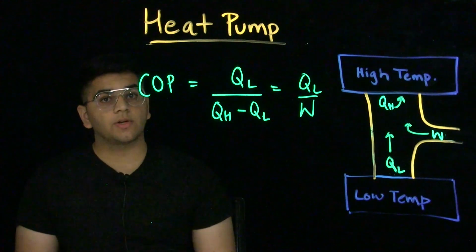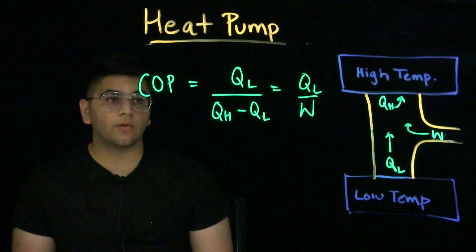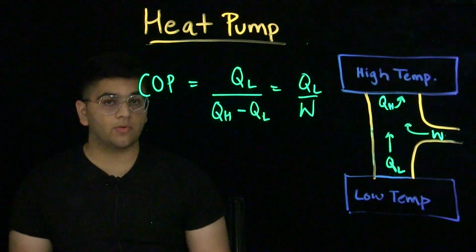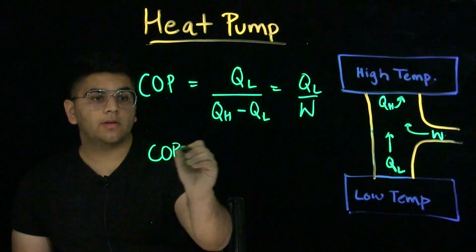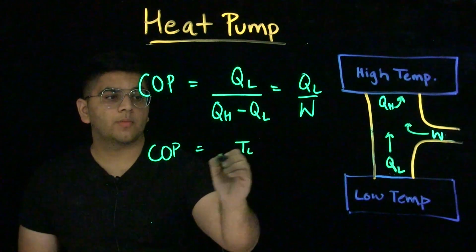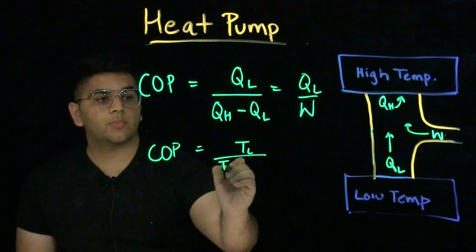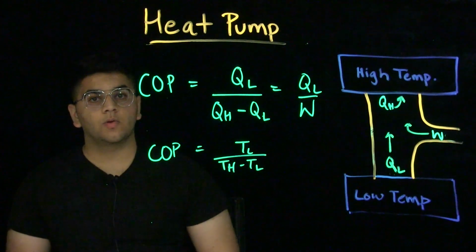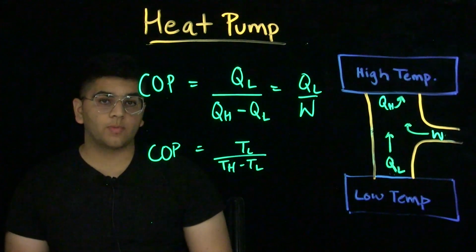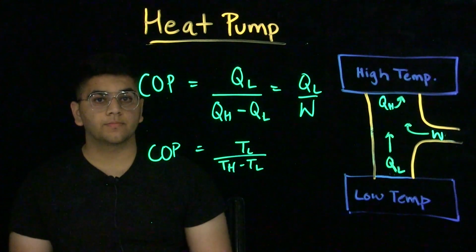Much like the Carnot engine, there is an ideal coefficient of performance as well for this kind of system where the reaction could be reversible. For ideal, we again use the temperature for the low environment over temperature of high environment minus the temperature of the low environment, which would give us the ideal coefficient of performance for a given heat pump.